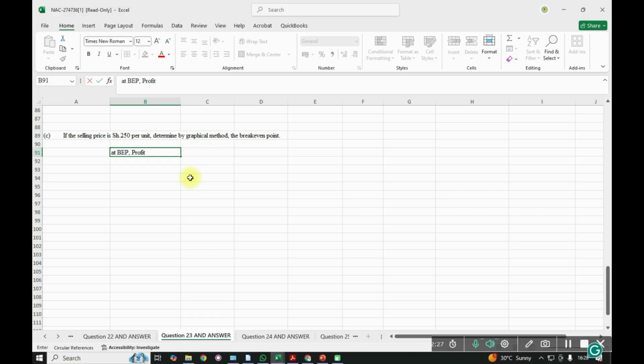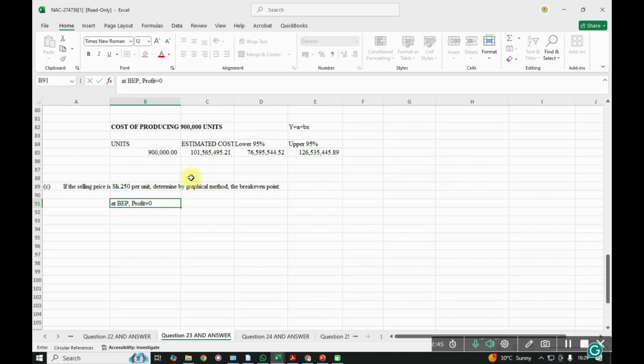Profit is equal to 0. At the break-even point, that is a place where the profit will be 0, or a place where total revenue is equal to total cost. Total revenue is equal to total cost, that way.